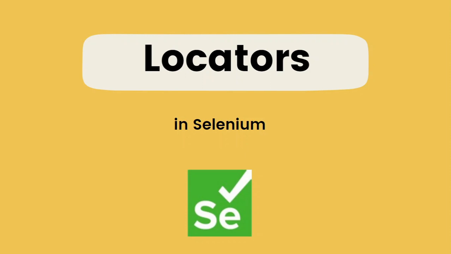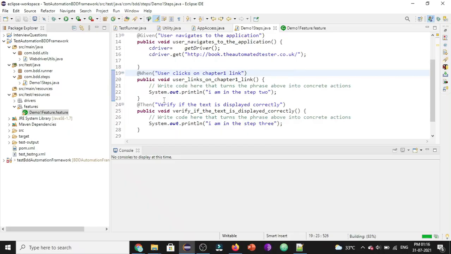Just to recap, in the previous video we have seen how to find the web element using locators and what are the different types of locators we have in Selenium. Let's try to use those locator techniques to implement the step: User clicks on the chapter 1 link.